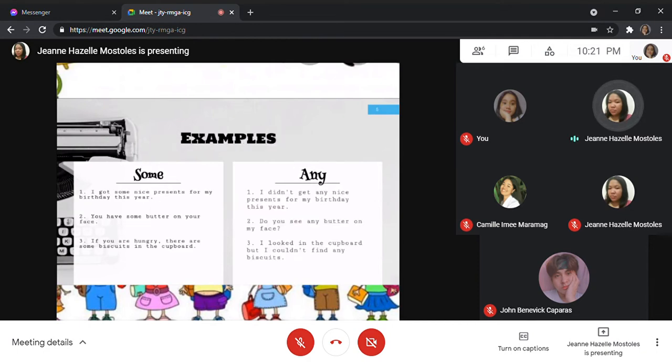For example, number one, some: I got some nice presents for my birthday this year. As you can see, it is a positive sentence. While in the column any: I didn't get any nice presents for my birthday this year. So it has the word not. It is a negative sentence.